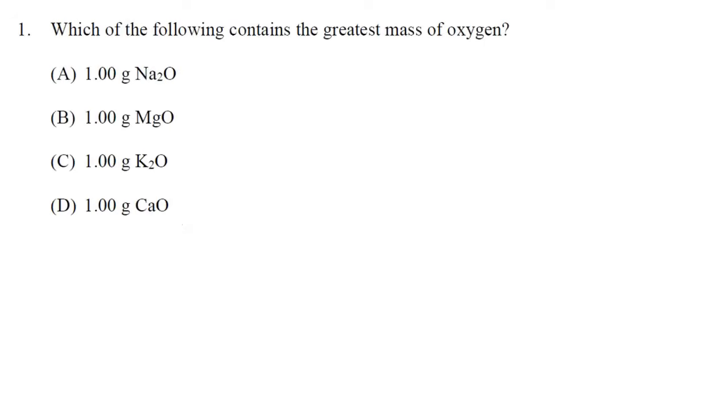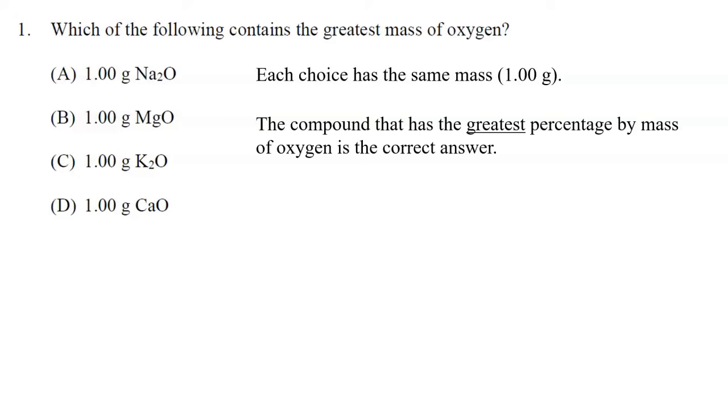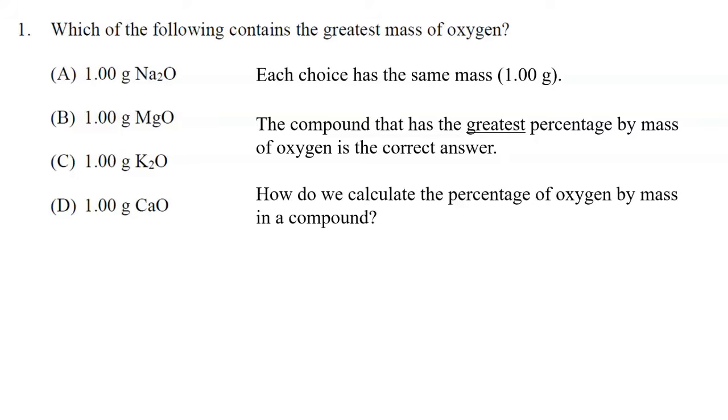Number 1, which of the following contains the greatest mass of oxygen? So we have 4 choices. Each choice has the same mass, so we have 1.00 grams, and the correct answer is going to be the compound that has the greatest percentage by mass of oxygen. So how do we calculate the percentage of oxygen by mass in a compound?